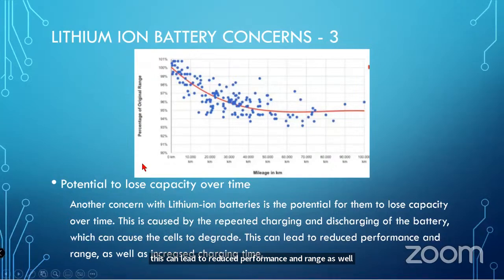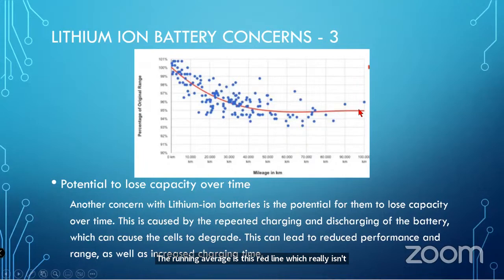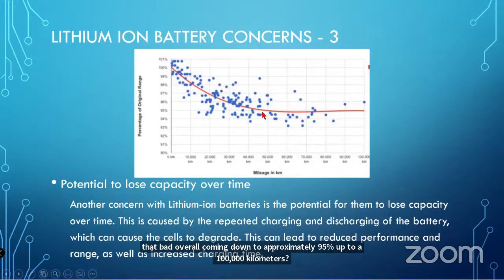I'll move my mouse over this graph, and you can see that the vertical axis is percentage of charging range, and then mileage in kilometers. So we start off here at 0 kilometers and 100% of battery range. The running average is this red line, which really isn't that bad overall, coming down to approximately 95% up to 100,000 kilometers. But it does show in this scattergram what the decline in the battery range would be over time.